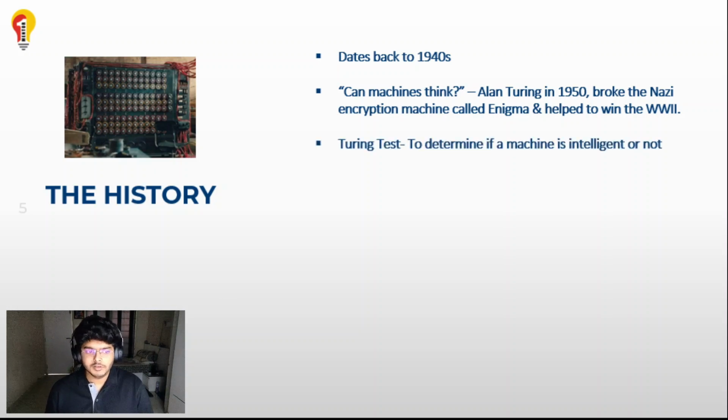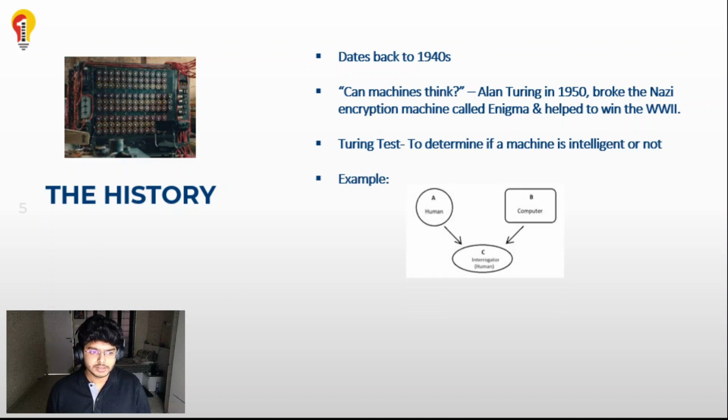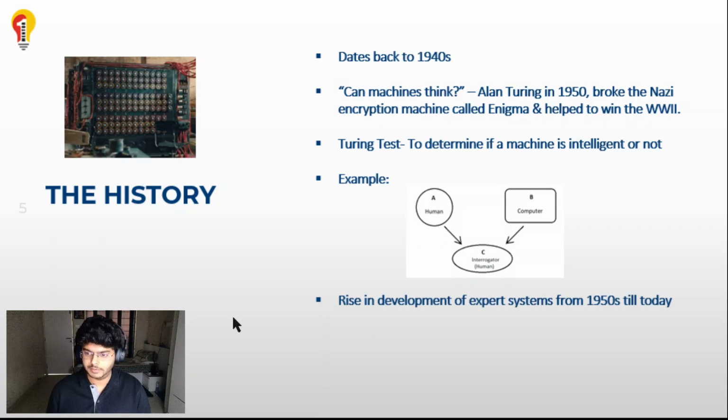So to determine if a machine can be stated as intelligent or not, we use something called the Turing test, and this is how it goes. For example, let's say we have two test subjects, A and B, where A is a human and B is a computer, and we also have C, a human who acts as an interrogator or a judge and has interactions with both A and B. If C is not able to distinguish between A and B of being human or a machine, we can say that the Turing test made us believe that B is a human. Hence, B can be termed as an intelligent machine. Simple, right? It's quite simple. So, since the 50s, we have seen an enormous rise in the development of such expert systems.